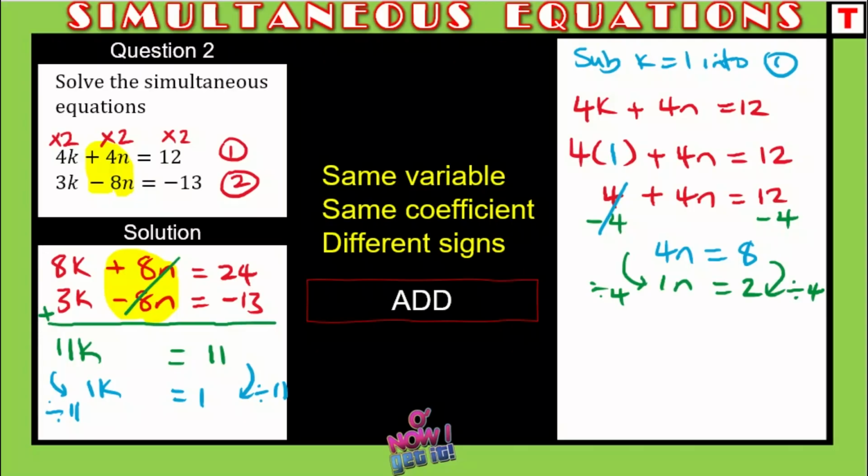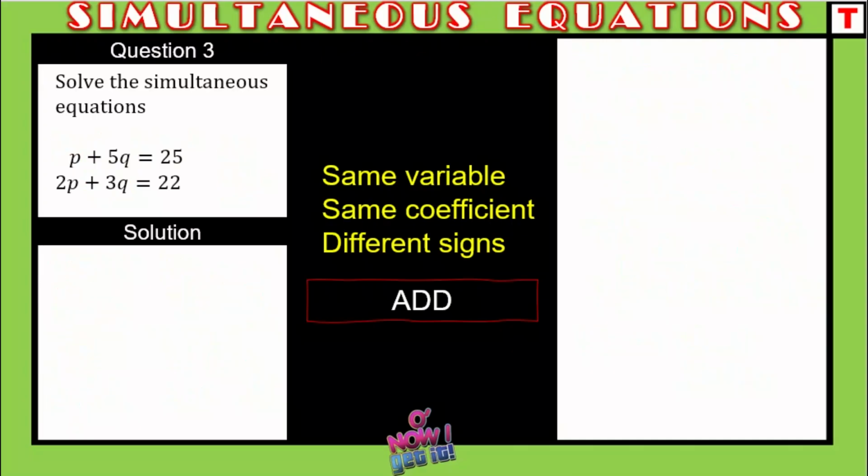So we can finish off with a final statement. So when k is equal to 1, n is equal to 2. And that would have been the solutions there to this question. I would like for you to pause the video and have a go at this question.